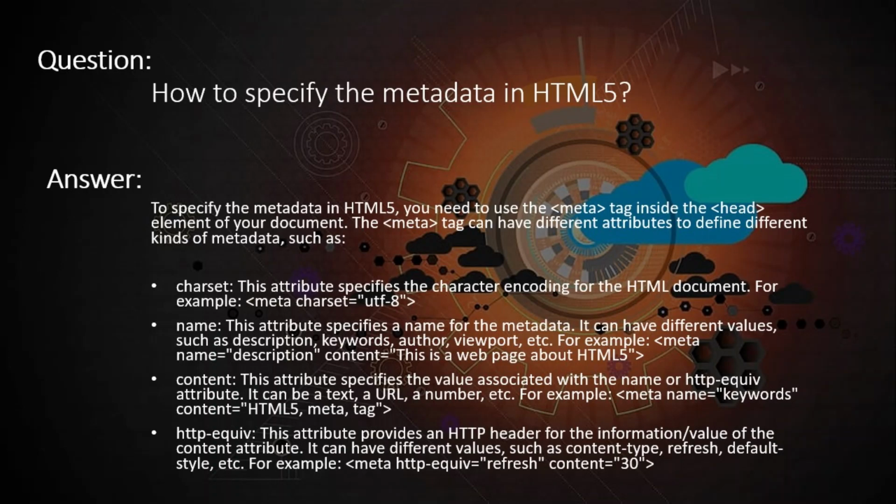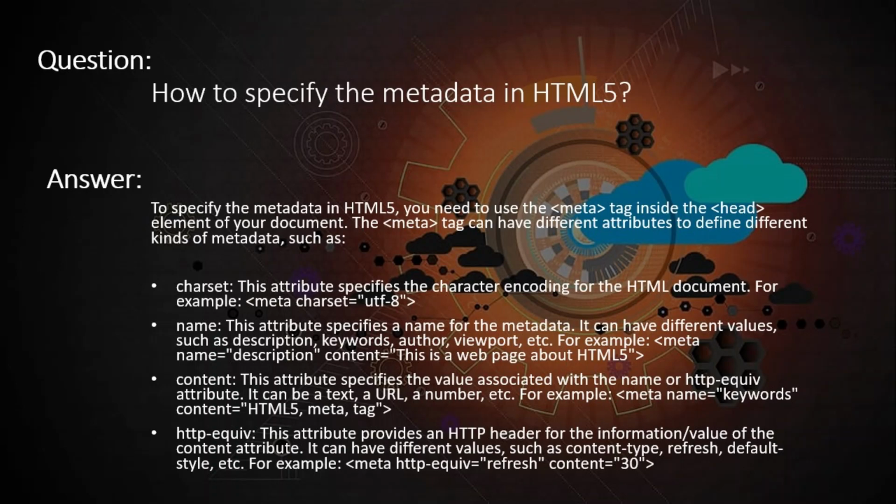Name. This attribute specifies a name for the metadata. It can have different values, such as description, keywords, author, viewport, etc. For example, meta name equals description content equals this is a web page about HTML5. Content. This attribute specifies the value associated with the name or HTTP equiv attribute. It can be a text, a URL, a number, etc. For example, meta name equals keywords content equals HTML5 meta tag.